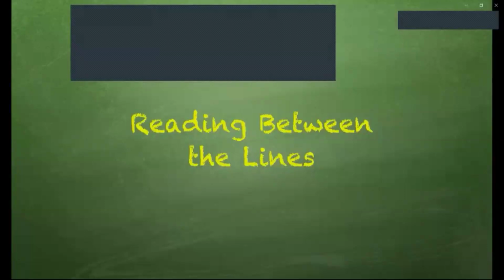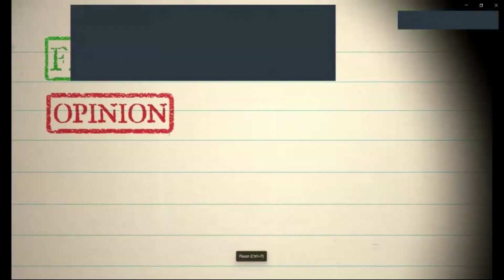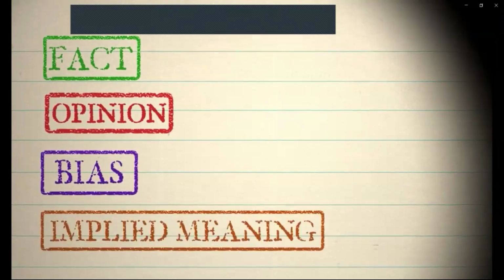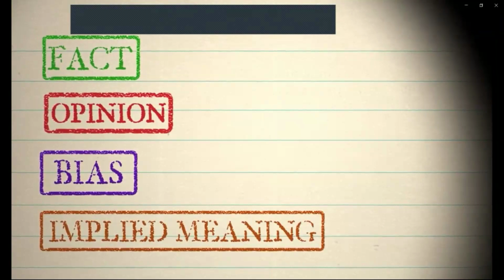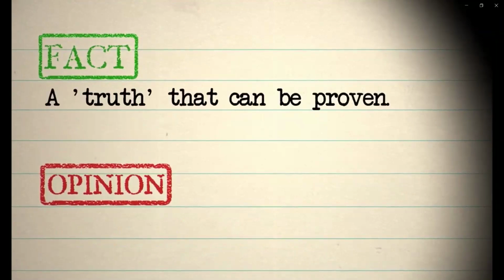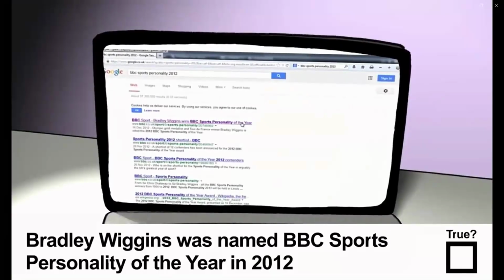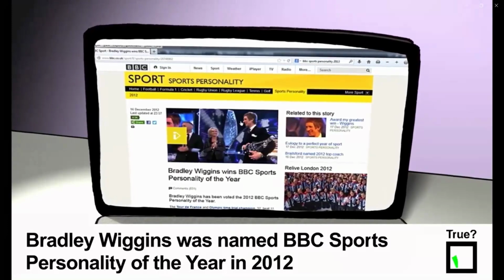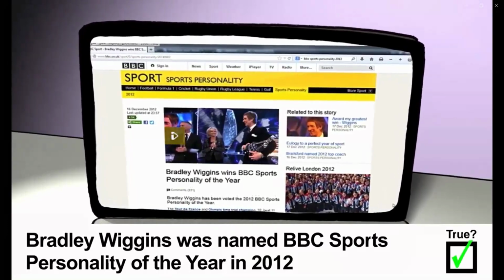Reading between the lines. What do we mean by fact and opinion? What is bias? What is implied meaning? At level 2 in the functional English assessment, you will be expected to know what each of these are and show examples of these in a piece of text. Let's start with the basics, fact and opinion. A fact is a truth that can be proven. It is something that can be verified and backed up with evidence. Bradley Wiggins was named Sports Personality of the Year in 2012. We can check that this is correct. It is a fact that can be verified.